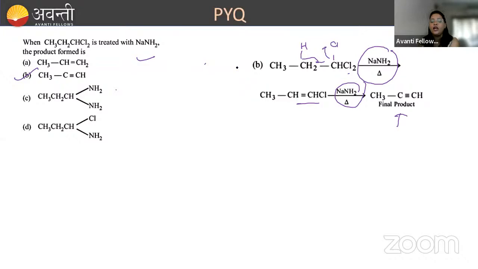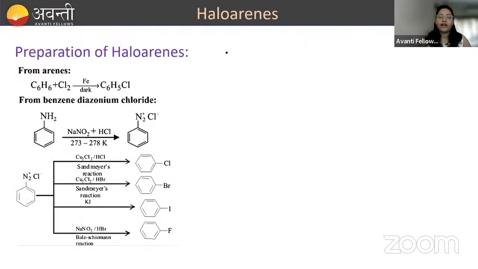Okay, next. Now let's talk about haloarenes. So what are haloarenes? How can we prepare them? Haloarenes consist of the benzene ring, to which when we add chlorine with iron in the presence of dark, the reaction takes place and there is a formation of chlorobenzene. We can prepare the different halides by doing the diazotization reaction on the given aniline molecule. Here there is a formation of this diazonium salt. This diazonium salt can easily undergo reaction to form chlorides, bromides, iodides, and fluorides of the given benzene. So these are the 4 reactions which are very, very important to note.